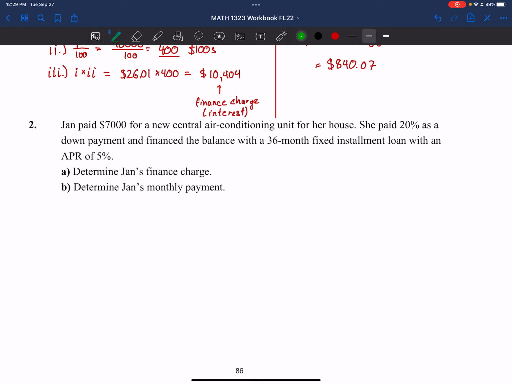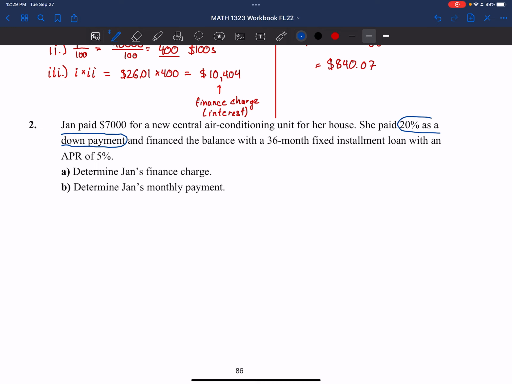So Jan paid $7,000 on her new air conditioning unit for her house. Here's the new part. She paid 20% as a down payment. So again, we have 20% as a down payment. And then she financed the balance with a 36-month fixed installment loan with an APR of 5%.